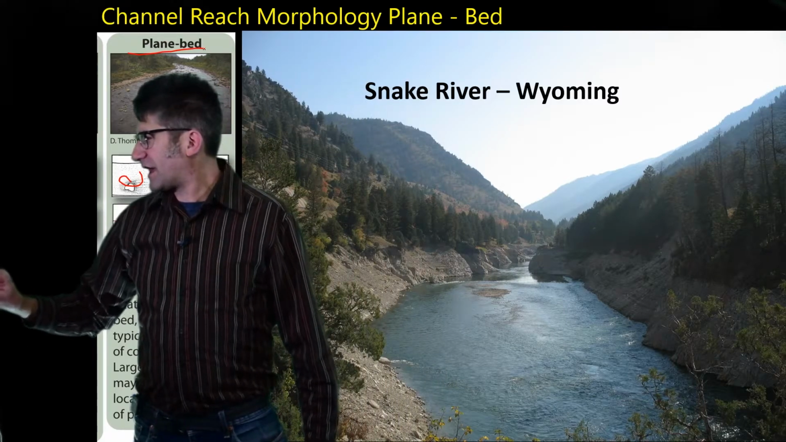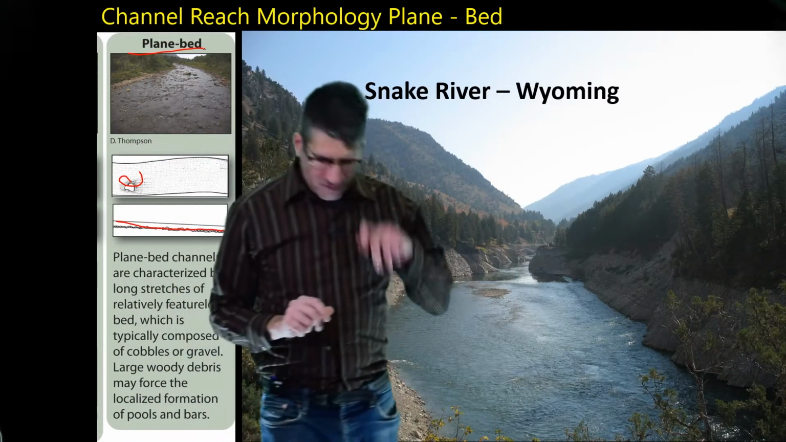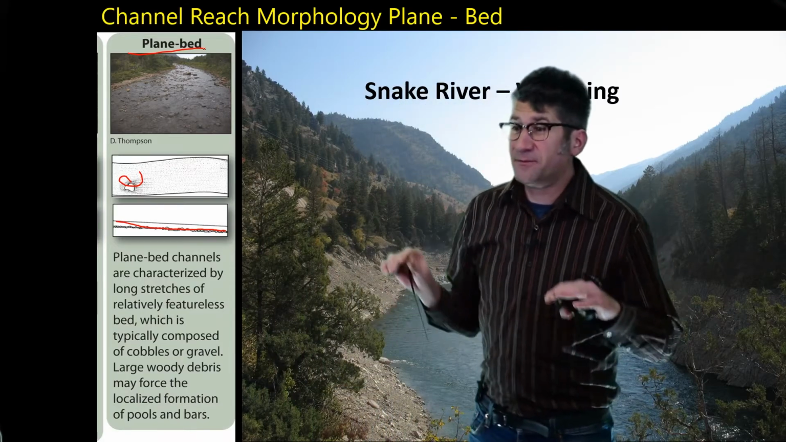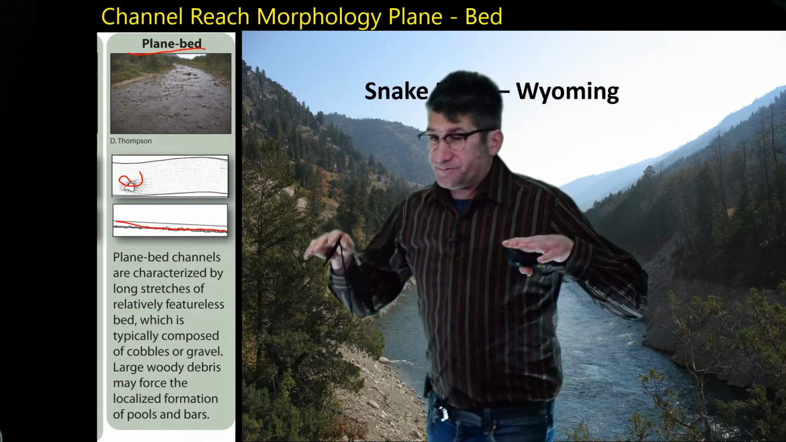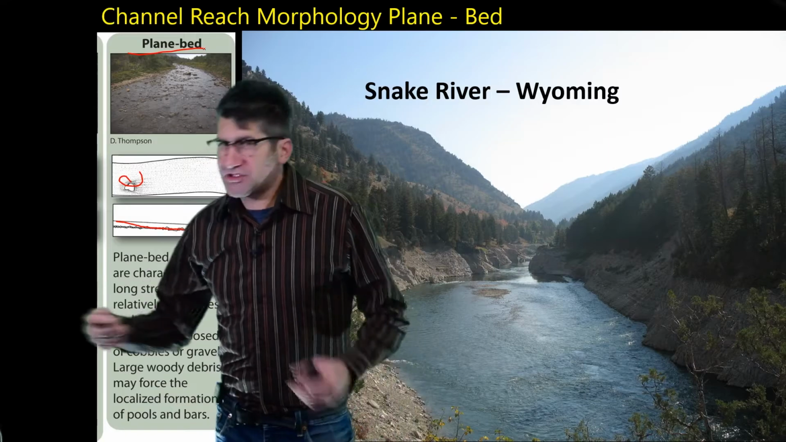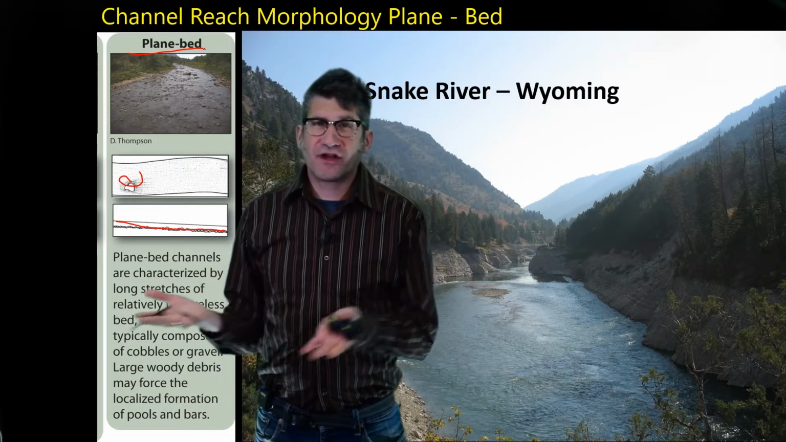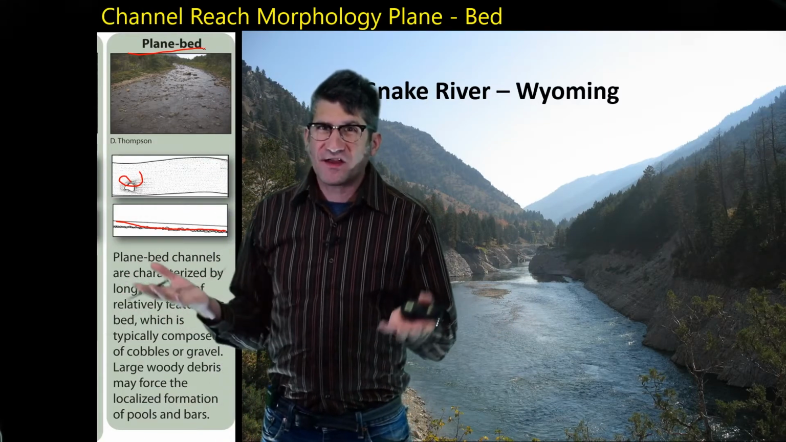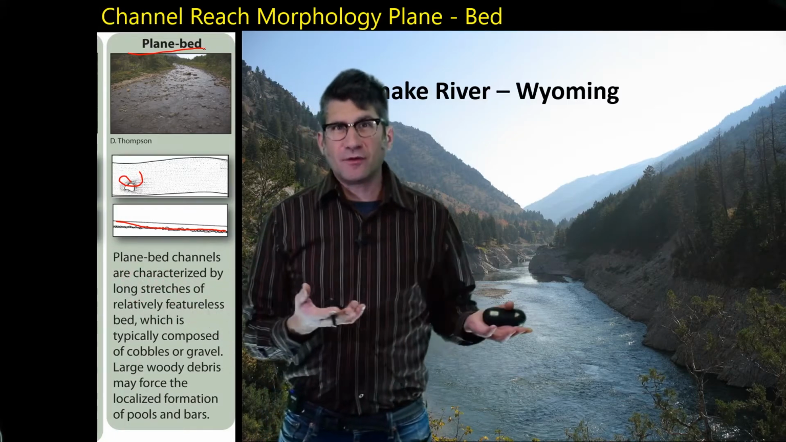The picture you're looking at here is from the Snake River in Wyoming. So plain bed morphology. Here, basically the channels are large enough that we're transporting most of the stuff in the channel. The river is able to move and transport.